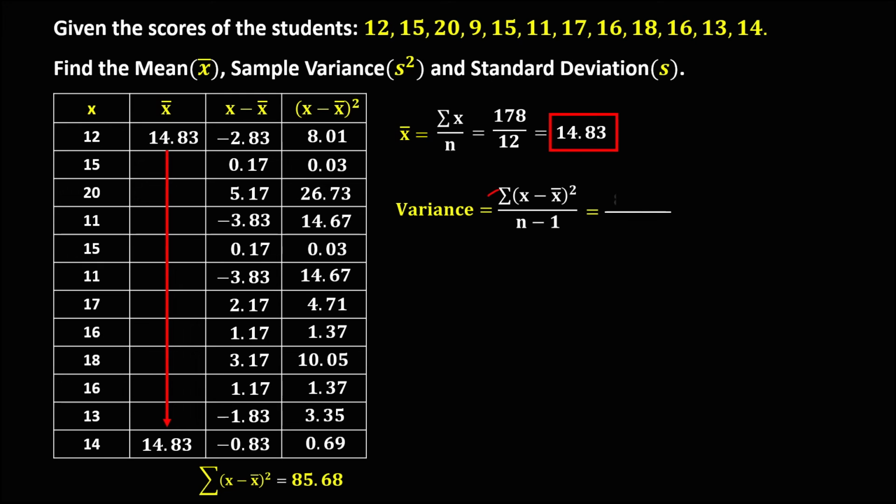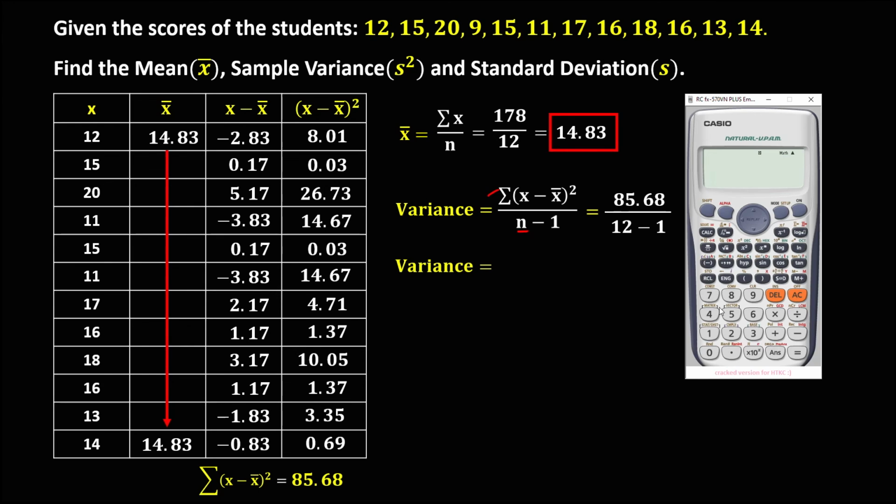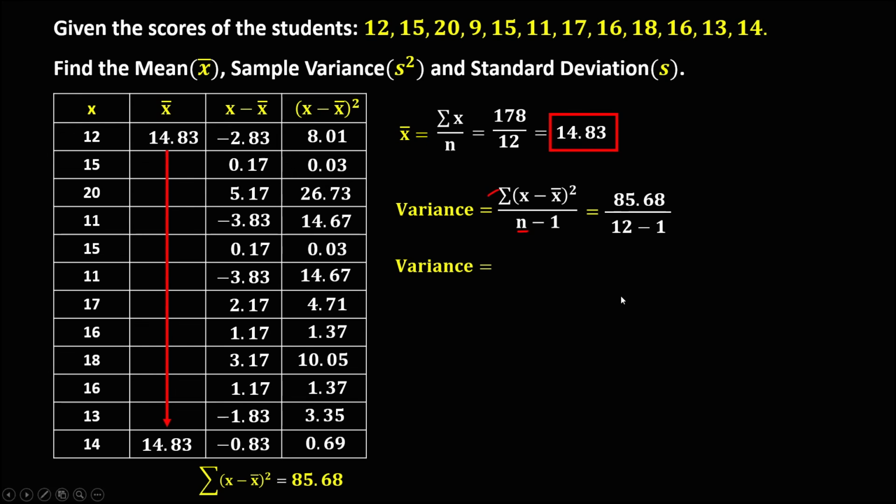Now we can solve for the variance because we have the value for the numerator. That is 85.68 over n minus 1, and n is 12, minus 1. So we have 85.68 divided by 12 minus 1, which is 11, and the variance is 7.79.